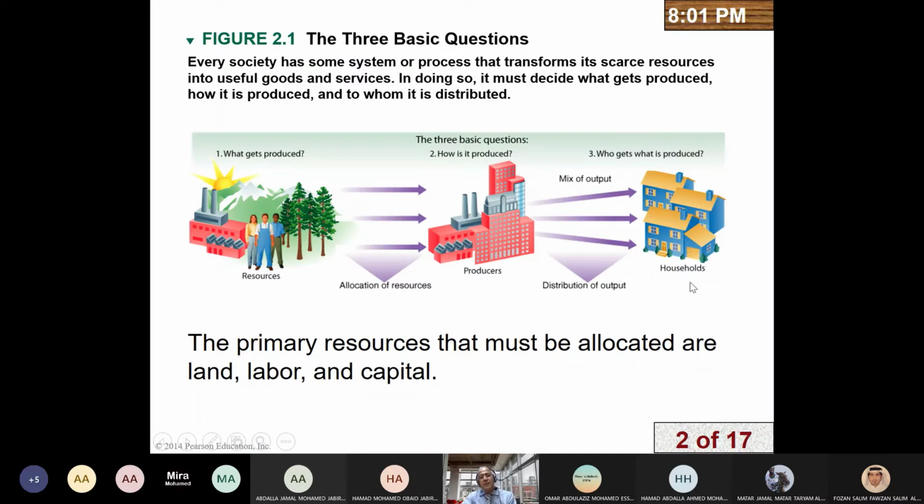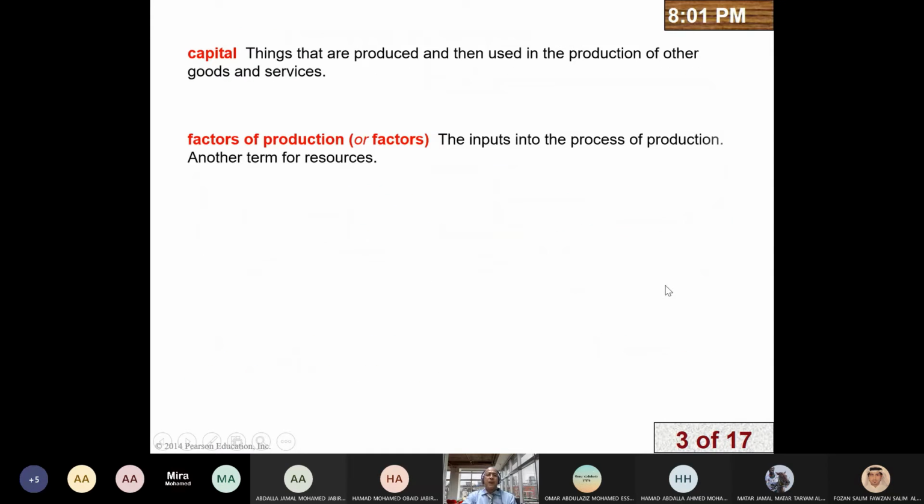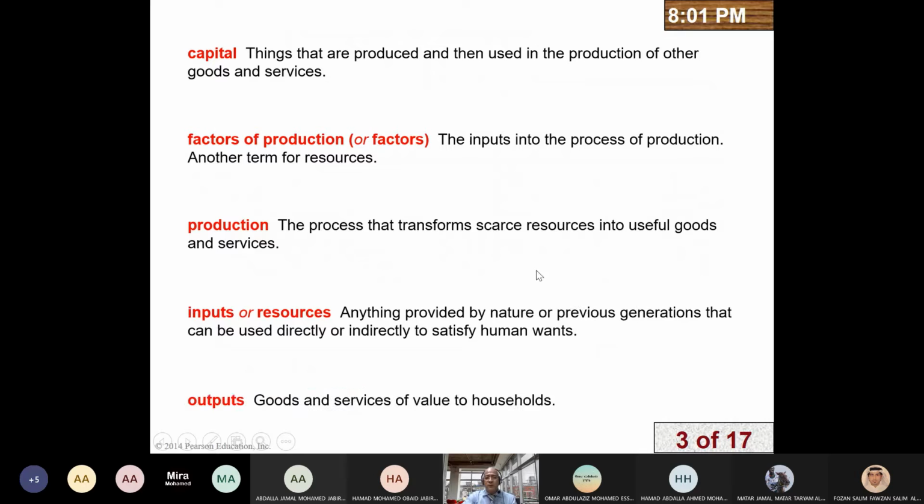Goods will be distributed among people according to the prices of these goods, in addition to income received by each family. Okay, we have some words. You should be familiar with these words.